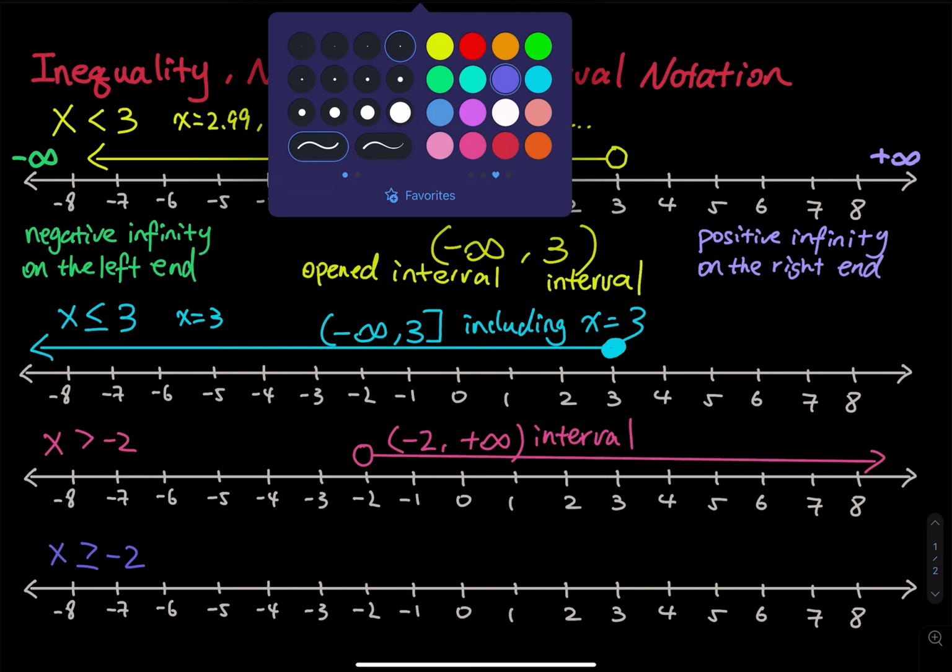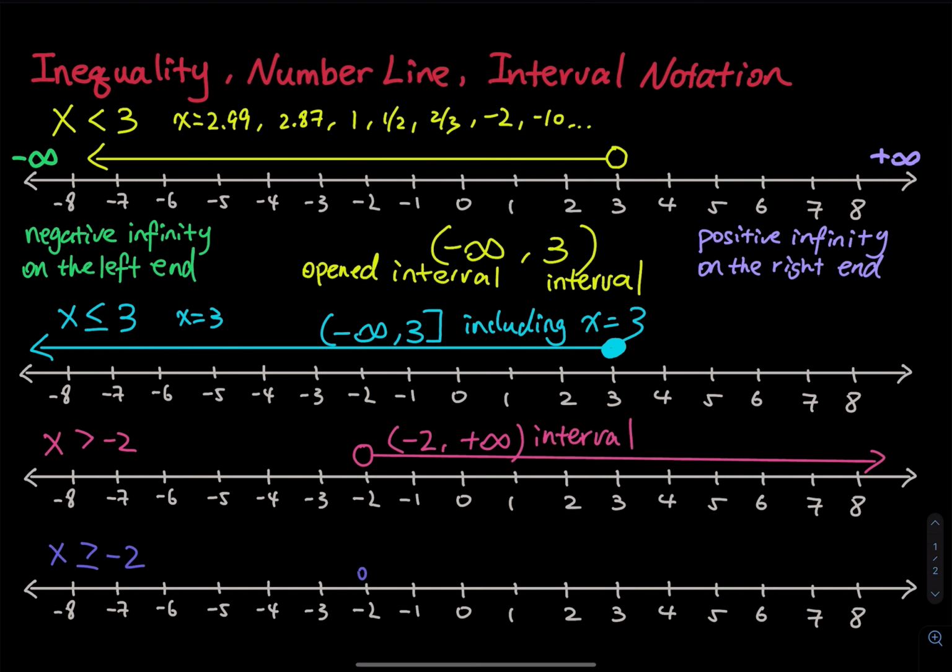So the only difference is we use a solid circle because I am including x equals negative 2. X can be equal to negative 2. And then greater than, these numbers are greater than negative 2. Then I pick the right hand side, shoot an arrow to the right hand side, and then the interval would be square bracket from negative 2 to positive infinity.